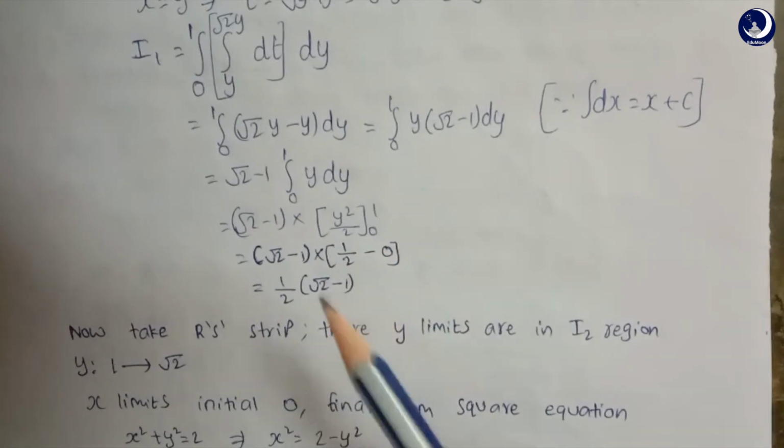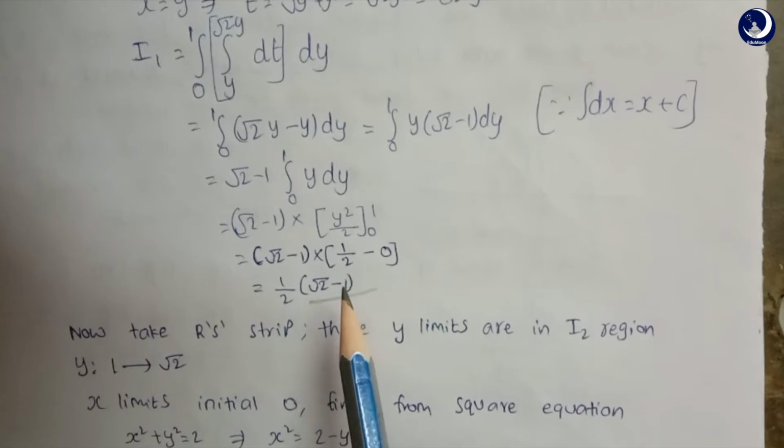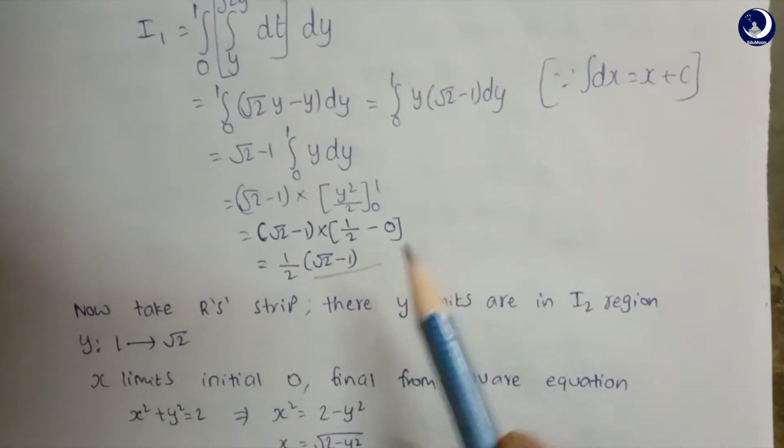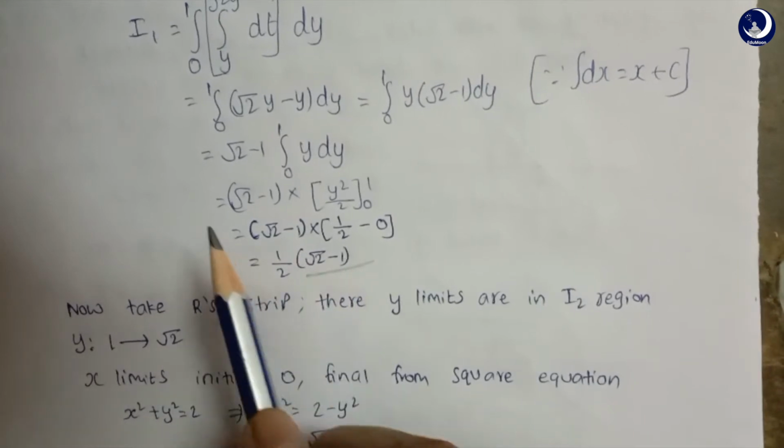By applying this, we get I1 equal to 1 by 2 into root 2 minus 1. So 1 by 2 into root 2 minus 1 is the required value for I1.